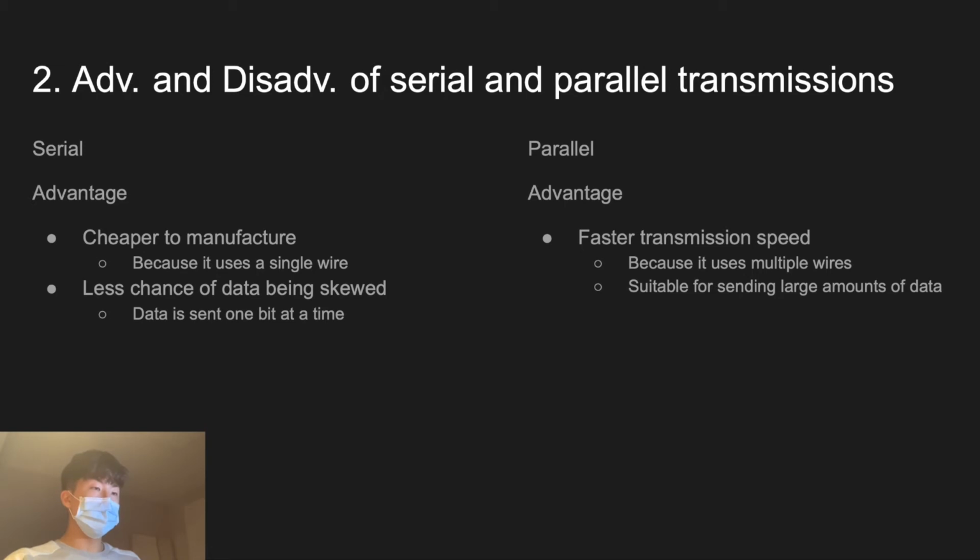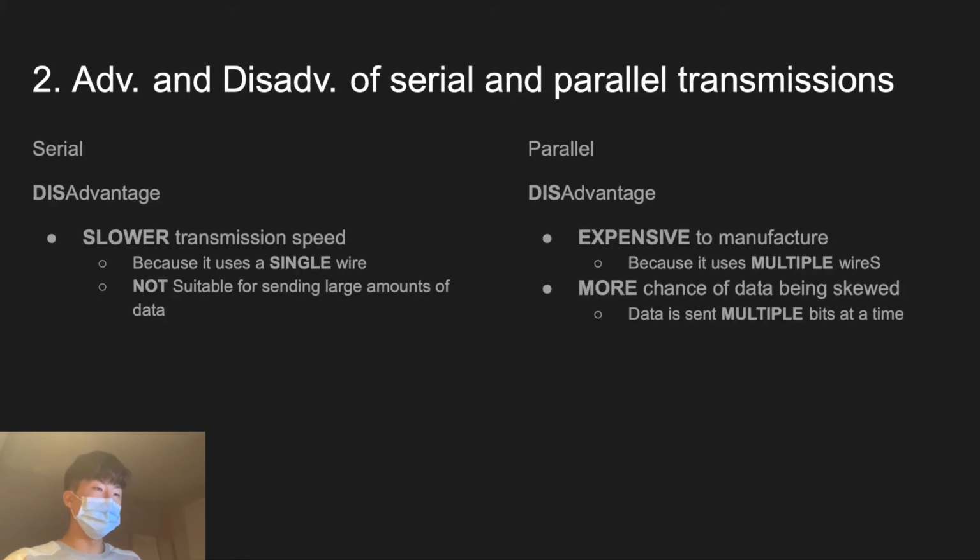Now for the disadvantages, write about the advantages of the opposite transmission. What I mean by this is change the wording to make the advantages into disadvantages. For example, the benefit of serial transmission is that it is cheaper to manufacture. So for the disadvantage of parallel transmission, you can write it is more expensive to manufacture, which is the opposite, because it uses multiple wires. So if you just memorize the advantages of each transmission, you can automatically memorize the disadvantages of them also.